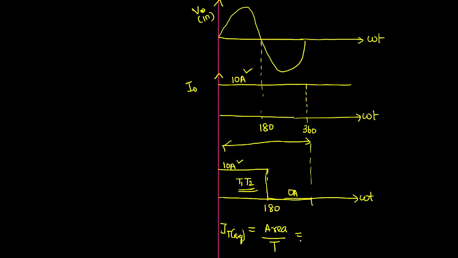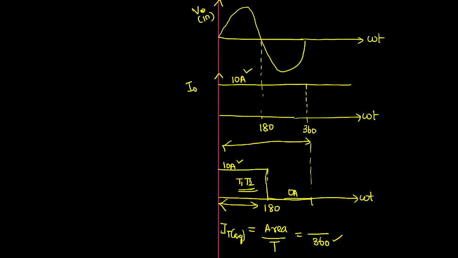Basically, what you have to do is, what is the area? If you consider the total time period, we must consider the total 360 degree. The thyristor will be in conduction only for 180 degree. Total time period is 360 degree, but out of that 360 degree, our thyristor will be in conduction only for a particular duration. Particular duration means only the 10 ampere portion. So you have to consider that. So the time period is up to only 180 we are considering.